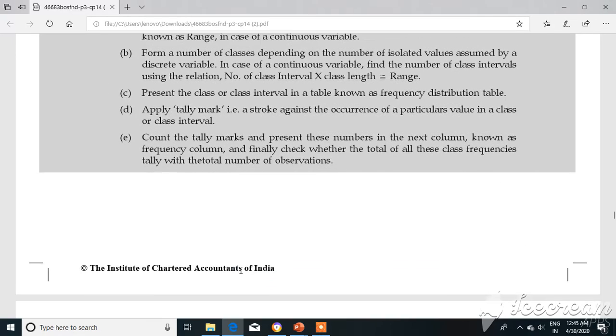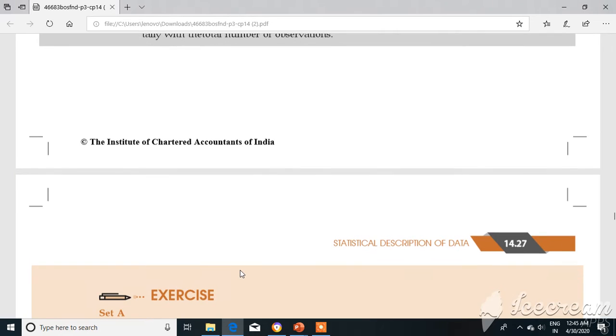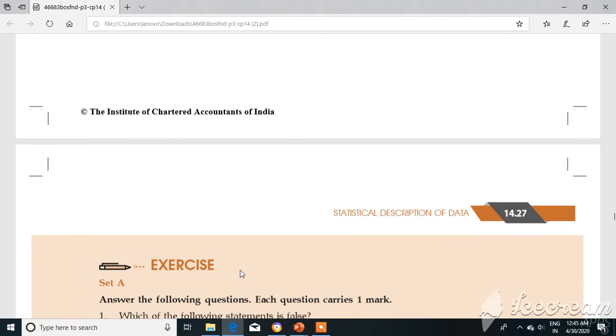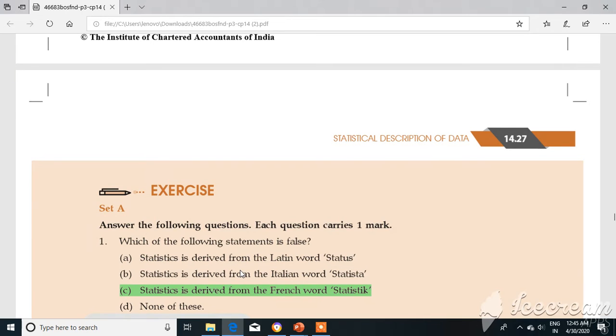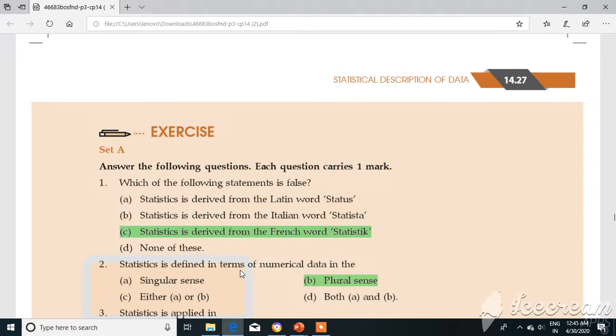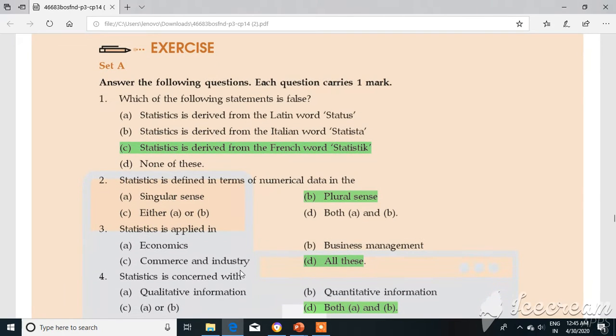And for frequency distribution, again we have different charts: histogram, less than frequency curve, more than frequency curve, and the U shape, J shape and bell shape curves. All those are there. Now let us consider this exercise. We have to answer the following questions.